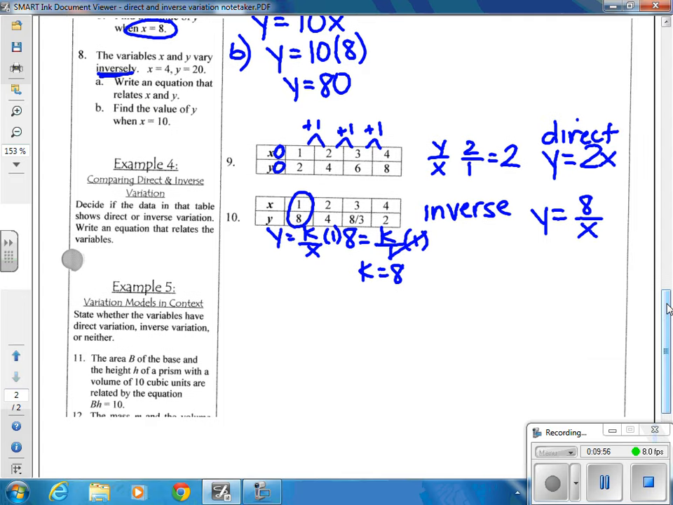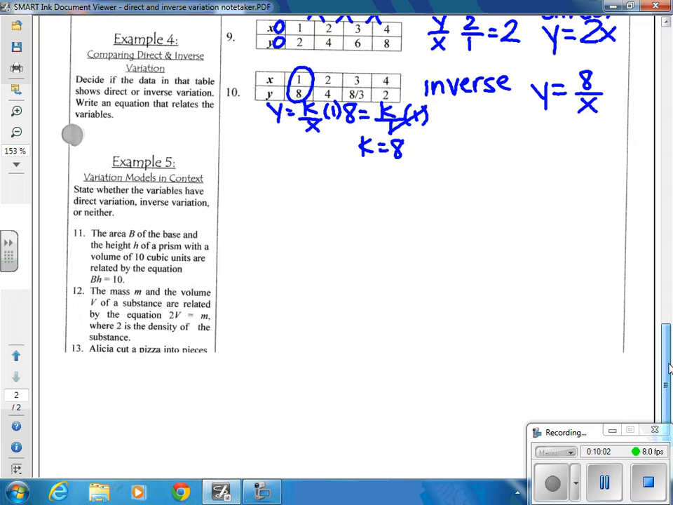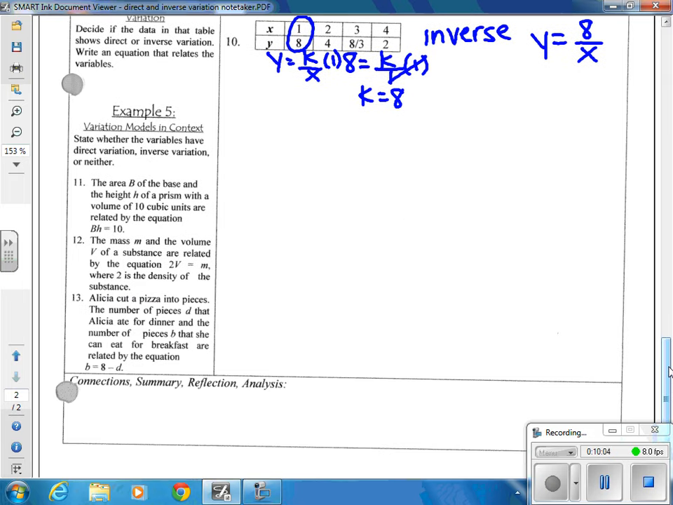Okay. For example 5, I'm going to show you all 3 of these. What's happening with this is that you are actually taking a situation and determining whether it's direct, inverse, or neither one. Sometimes this is a little tricky because they use different letters of the alphabet and you have to figure out which one is pretending to be the X and which one's pretending to be the Y, or is neither thing happening. Okay, I'm going to start with number 13 first, and you'll see why once I start talking about it.